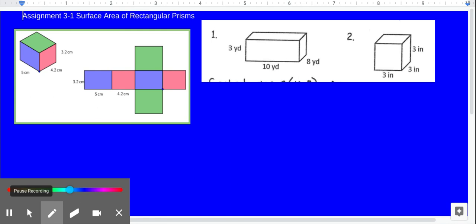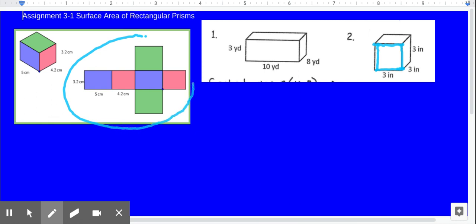In problem number 2, I have a cube. And when you have a cube, all sides are the same. So if I look at the front side, I have a base of 3 and a height of 3. Okay. So how many of those sides do I have that are exactly the same? How many sides are in a cube? Well, a cube is a kind of rectangular prism. So there's 6 sides to that.